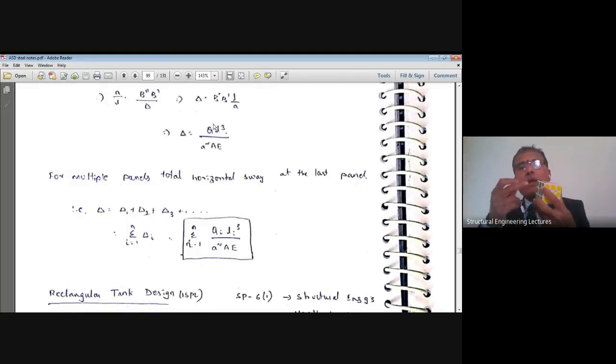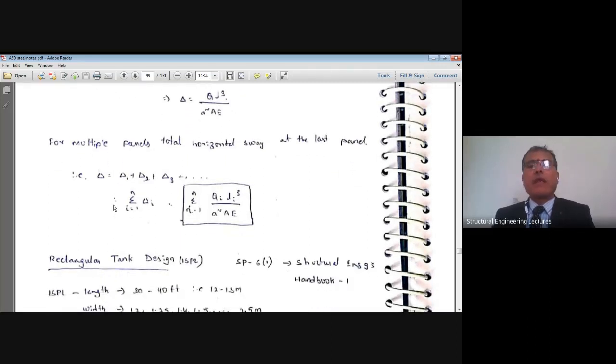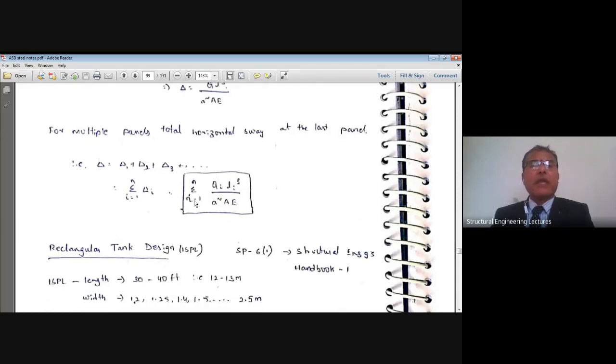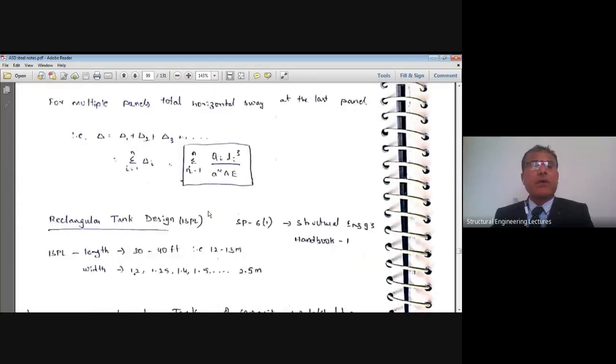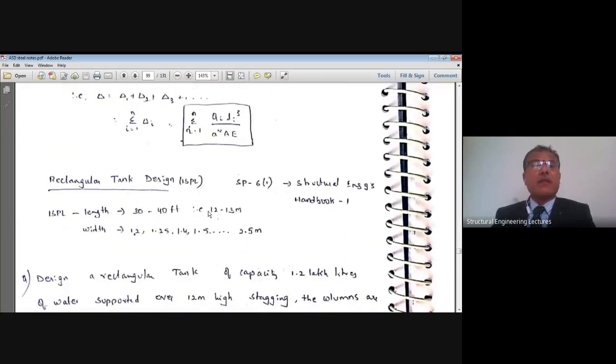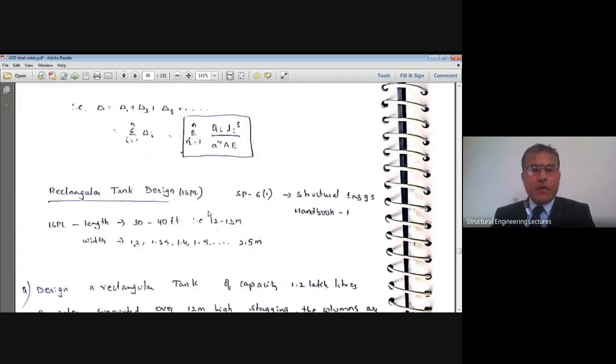Like that, if you have 1, 2, 3, up to n number of panels, then simply I can use the law of superposition: the total horizontal sway at the top, starting from the bottom panel, is delta 1 of the bottom one, delta 2 of the second one, delta 3 and so on, right? That is the summation over i equal to 1 to n of Qi Li cube divided by ai square Ai Ei. I think this is how the analysis procedure goes for the staging.